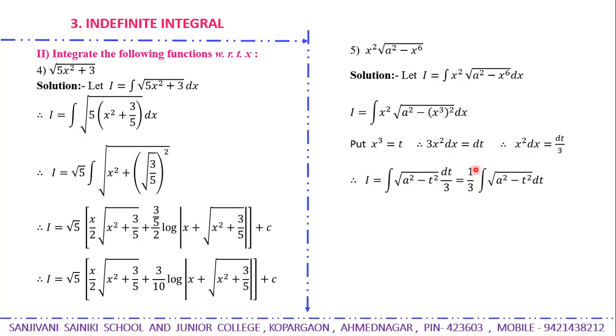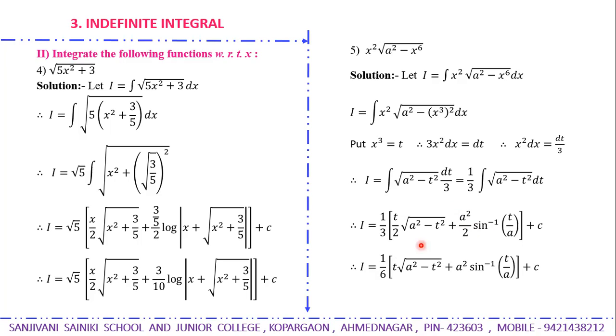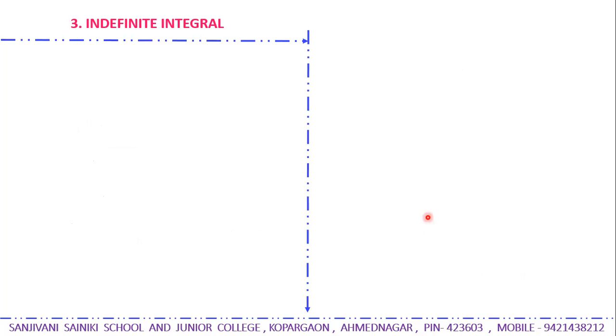So we take 1 upon 3 common, integration of root a square minus t square. Its integral is given by t by 2 root a square minus t square plus a square by 2 sine inverse of t by a plus c. So 1 upon 6 square bracket t root a square minus t square plus a square sine inverse of t by a, plus c.